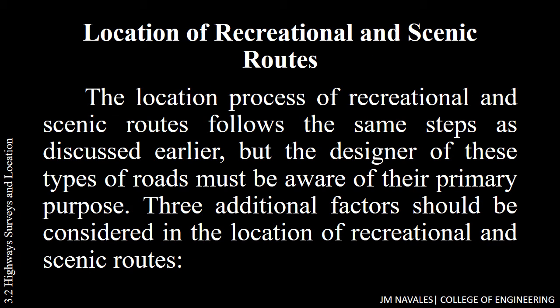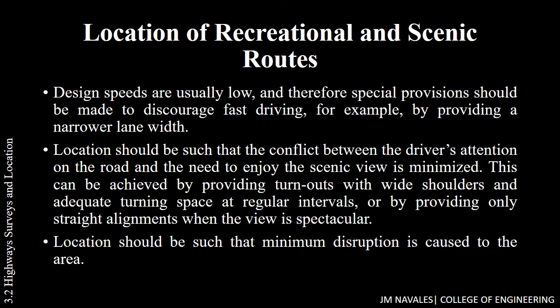Location of recreational and scenic routes. The location process of recreational and scenic routes follows the same steps as discussed earlier, but the designer of these types of roads must be aware of their primary purpose. Three additional factors should be considered in the location of recreational and scenic routes as follows. First, design speeds are usually low, and therefore special provisions should be made to discourage fast driving, for example, by providing a narrower lane width.